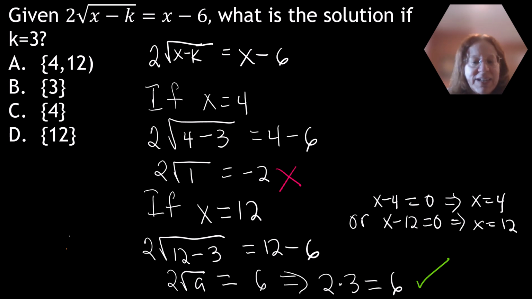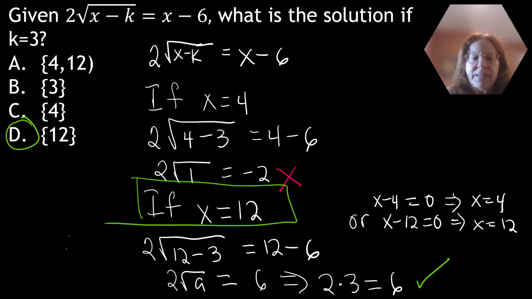And before I say what the answer is, you could have just plugged in the 4, the 12, and the 3, which are the answers in the very beginning, and it probably would have saved you a lot of time, and you would find out that the answer is D, x equals 12.